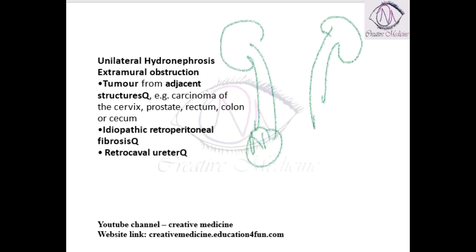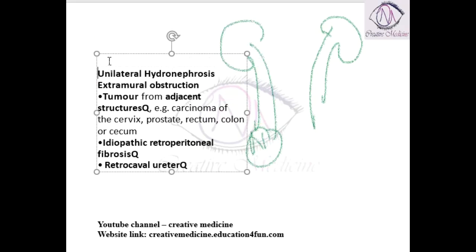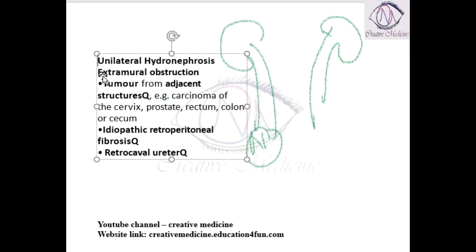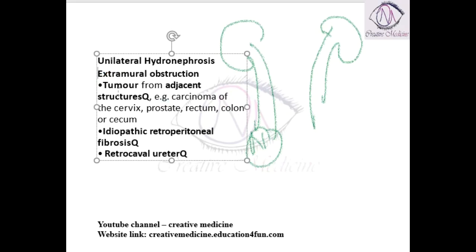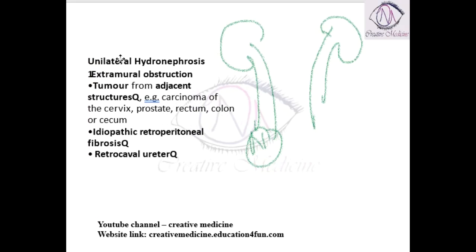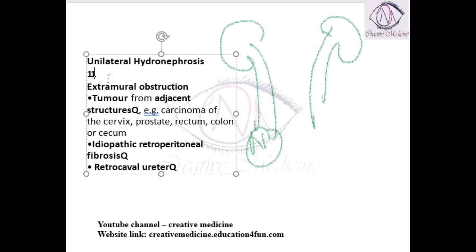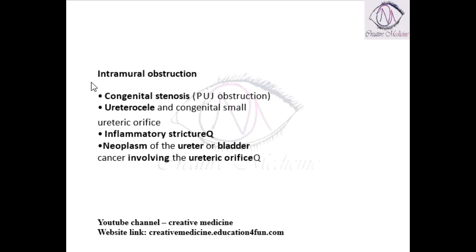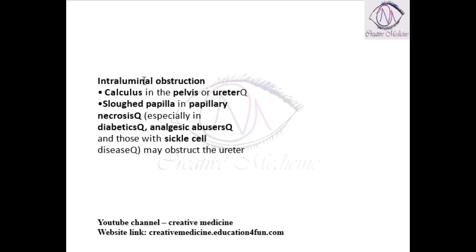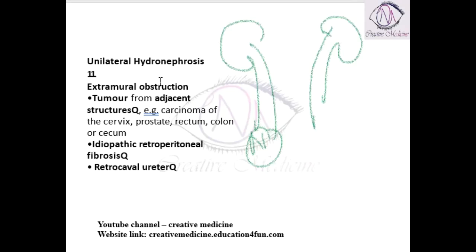This unilateral hydronephrosis is again divided into three types. One, we have extramural obstruction. Second, we have intramural obstruction seen in the patient. Third, we can see intraluminal obstruction. So these are the three types of unilateral hydronephrosis.